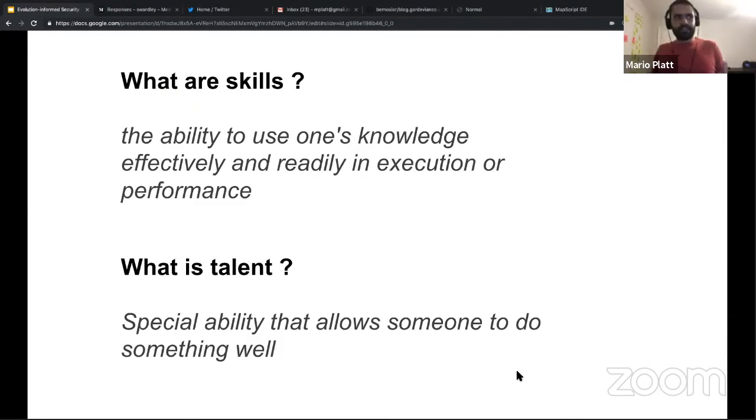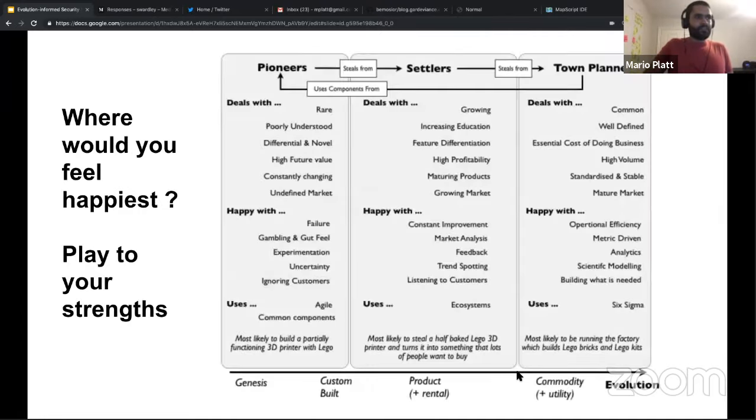So in terms of skills, it's about the ability of using your knowledge effectively and readily. In talent, it's about a special ability that allows someone to do something well, right? And so in terms of these things, and this is a more advanced Wardley mapping concept, but the idea of pioneer, settlers, town planners. So we're not going to go through all of that.